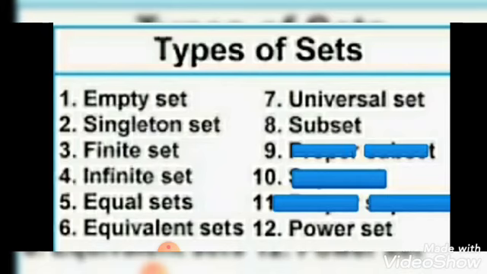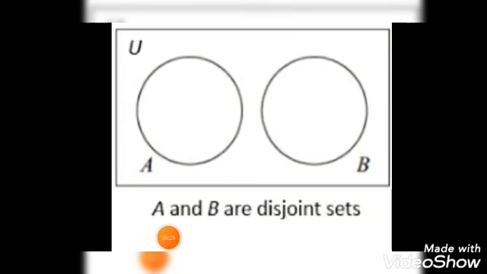Next we discuss the Venn diagram. There are different Venn diagrams for different types of sets. Now I will show that. Listen carefully. In this disjoint set, there are no common elements. Is there any common element in between? They will combine in between, so there are no common elements. This is the Venn diagram for a disjoint set.